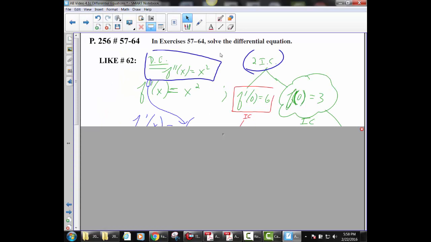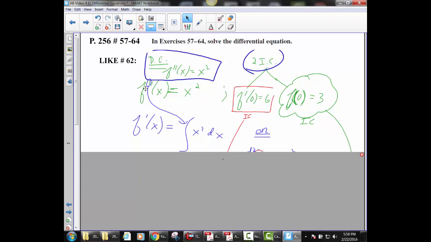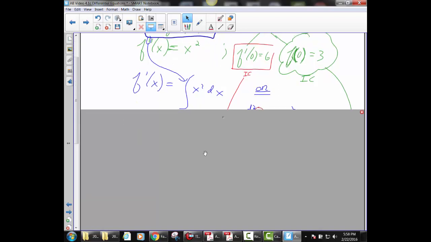Okay, in 57 through 64, it says solve the differential equation. Now, in this particular case, they're giving you what's called a second order differential equation, because the differential equation they're giving you is a second derivative, not a first derivative. As a result, they have to give you two initial conditions, one about f prime at a number and the other one of f at a number. So what I'm going to do here, now here I am going to use that more recent method, which is if the second derivative is x squared, then the first derivative must be the integral of x squared dx. I'm getting rid of one of these primes by doing the opposite operation, okay?